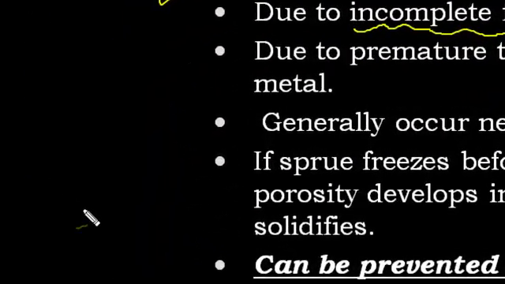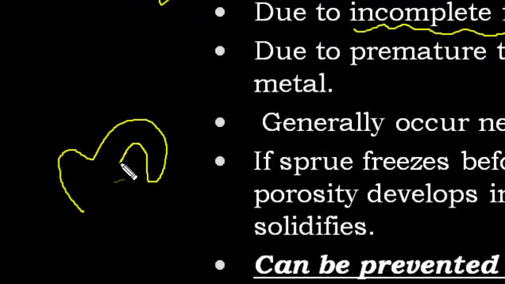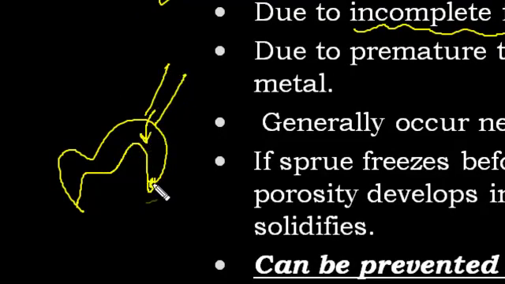So what happens here? We have our casting and our molten metal is flowing into our casting through a sprue. Once the molten metal comes inside the mold cavity, it solidifies. While it is solidifying, it shrinks. While this metal is solidifying and shrinking, continuous flow should be maintained from the sprue so that all the space that is created because of the shrinkage of this metal is filled by the extra metal.